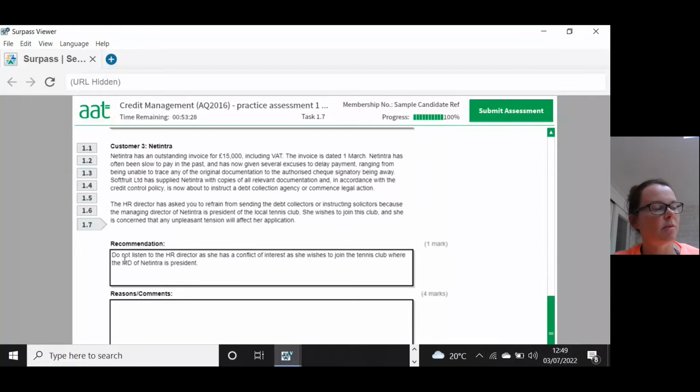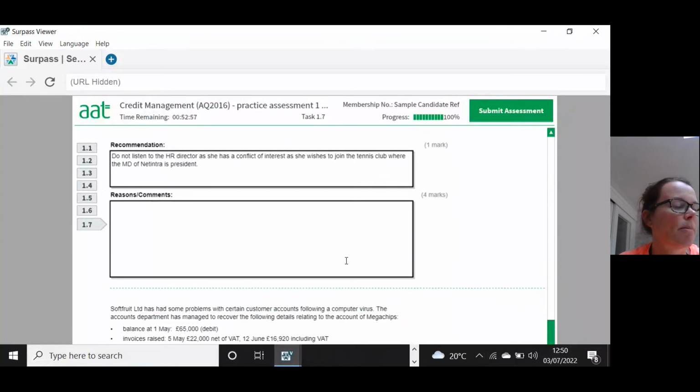Right, so I think that's the most obvious thing jumping out there. I'm just having a look at their suggested answer. The HR Director's personal situation should have no bearing on Soft Fruit Limited's business decisions, and she should not use her position as a director to influence how a policy should be applied for her personal gain. They've also given a mark if you said Soft Fruit Limited should proceed to instruct a debt collection agency or commence legal action.